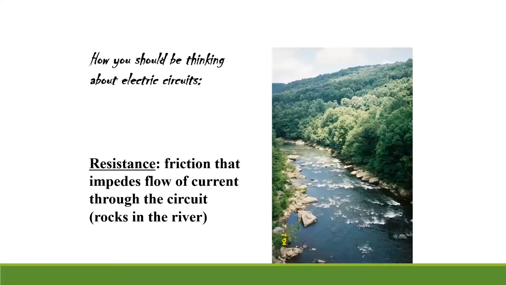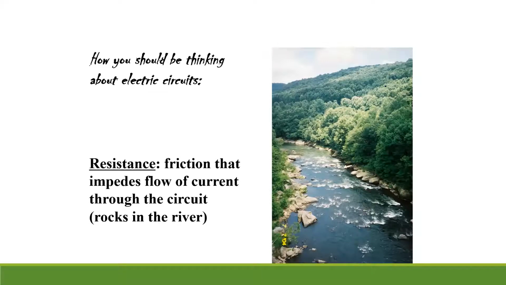The last is, of course, resistance. This is the friction that impedes the flow of the current. It's like rocks in a river. Because there are all these rocks in this river, it makes it really difficult for the water to flow, and it's resisting the flow. Just like how a resistor in a circuit will slow down the current and maybe even bring it to a stop.